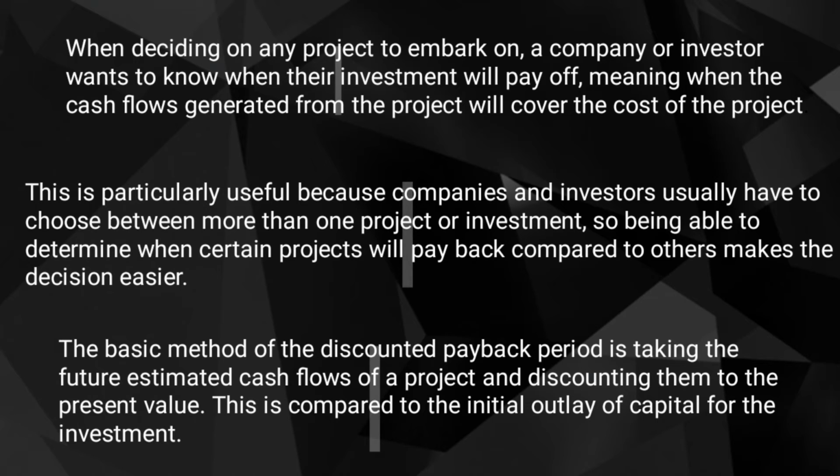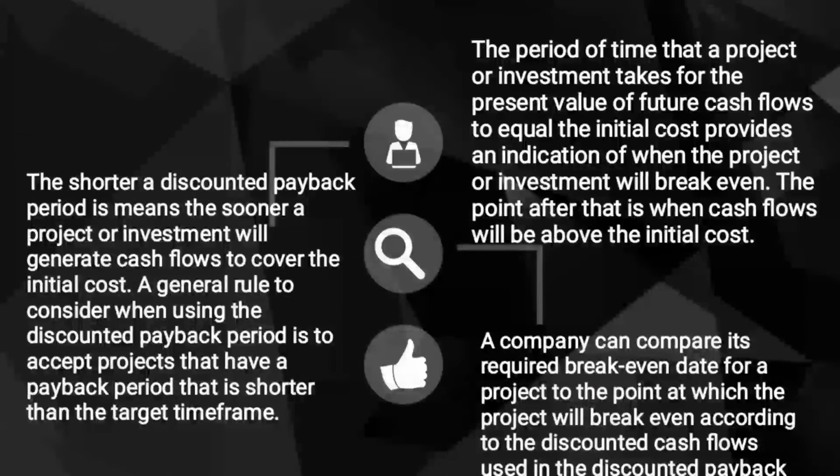The basic method of discounted payback period is taking the future estimated cash flow of a project and discounting them to the present value. This is compared to the initial outlay of capital of the investment. The shorter a discounted payback period is, the sooner a project or investment will generate cash flow to cover the initial cost. A general rule to consider when using the discounted payback period is to accept projects that have a payback period that is shorter than the target time frame.